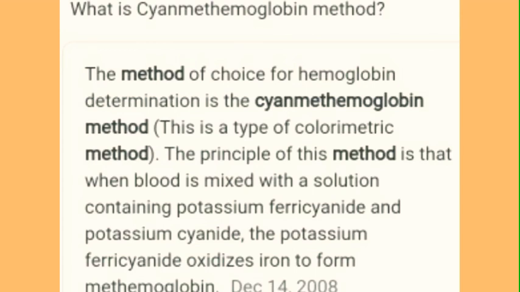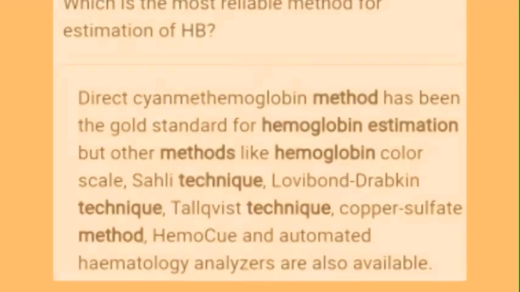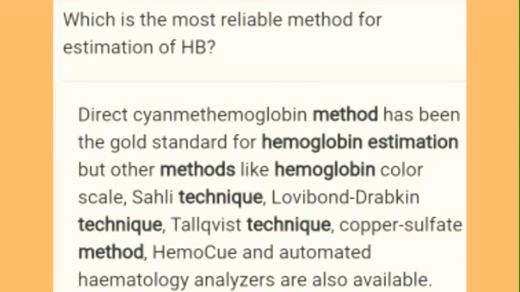The direct cyan-methemoglobin method has been the gold standard for hemoglobin estimation, but other methods like the hemoglobin color scale, Sahli's technique, Lovibond-Drabkin technique, talc-based technique, copper sulfate methods, HemoQ and automated hematology analyzers are also available for the estimation of hemoglobin.